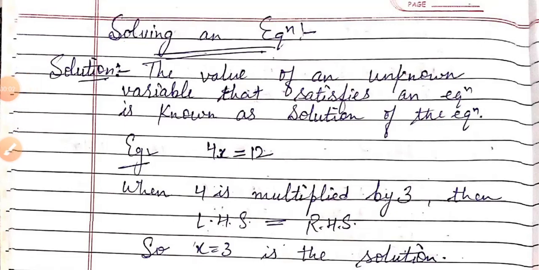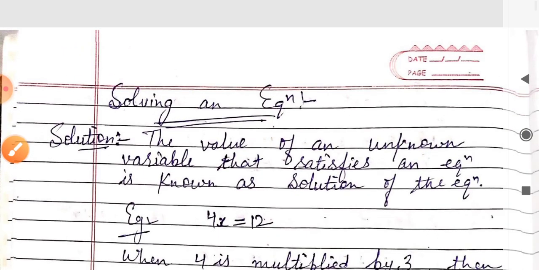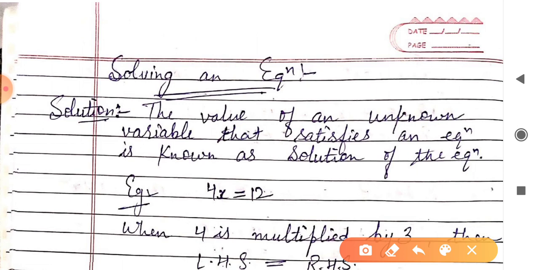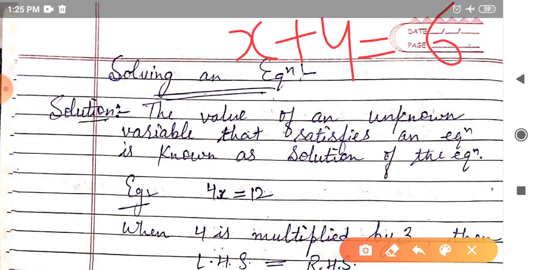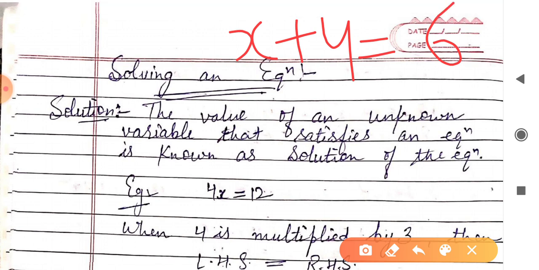Hello students, yesterday we have done the setting up of an equation. That means what is an equation and how can we form an equation. An equation is that algebraic expression in which the equality sign is present. That is, I can write x plus 4 is equal to 6. This is an equation.